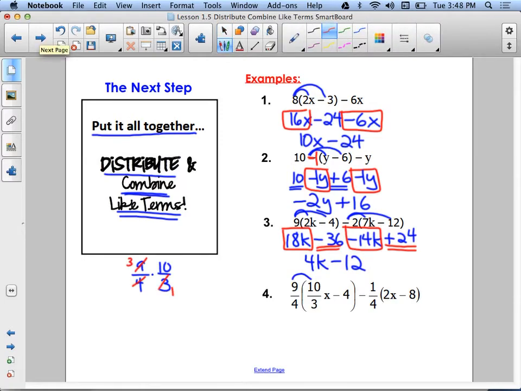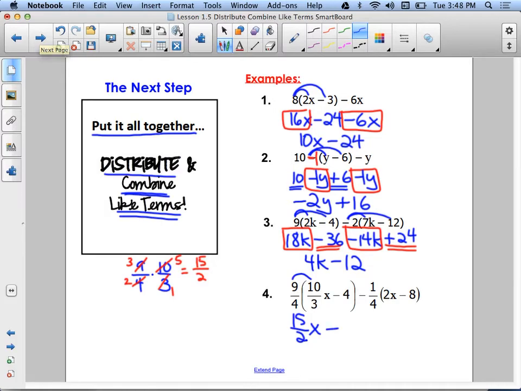And I'll cross cancel again. I'm looking for common factors that I can divide out of both terms. And then I'll multiply top times top and bottom times bottom. 2 times 1 is 2. So what I have here for number 4, multiplying 9/4 times 10/3 is 15 halves x. Okay?